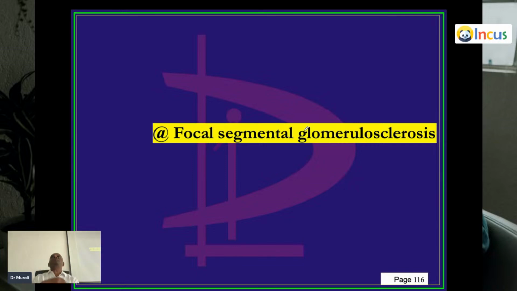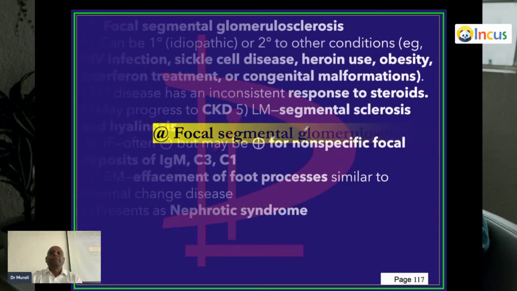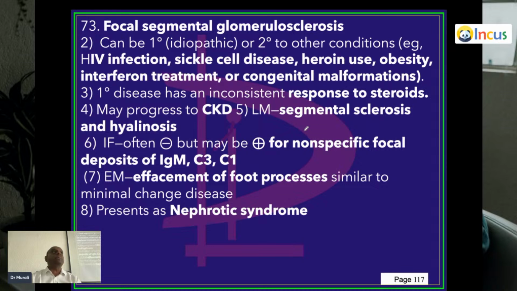Right? FSGS, focal segmental glomerulosclerosis. What is the story? It can be idiopathic, like many nephrologists who are idiots. Then it can be secondary.